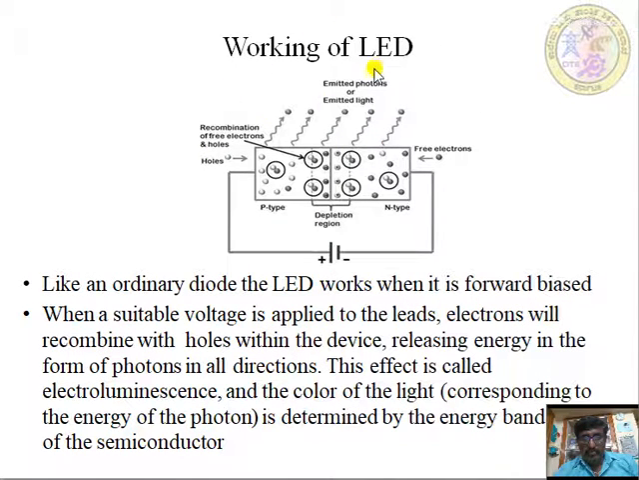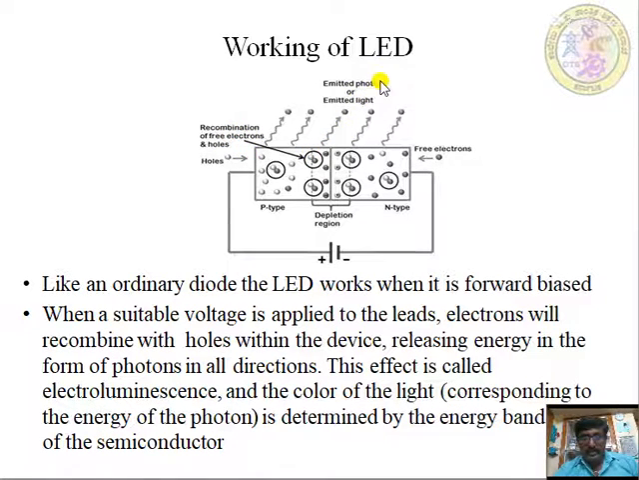Okay, so this one is the working of LED. The P type has been connected with the positive terminal of the voltage source, and the N type has been connected towards the negative terminal. So it is the forward bias condition. So here the depletion region is being formed. So this one is the recombination of free electrons and holes.